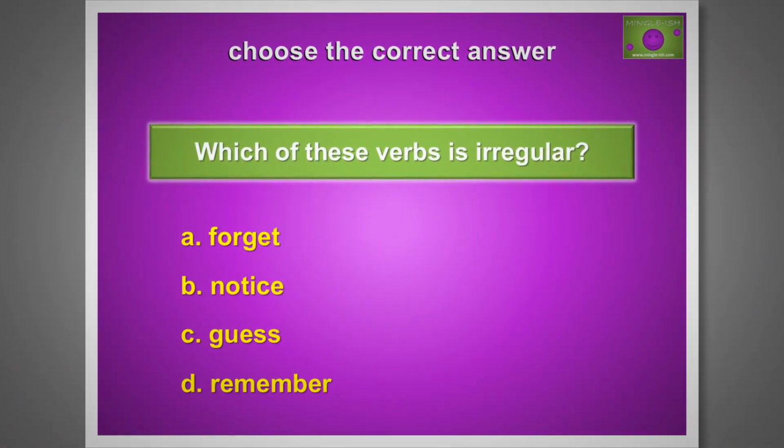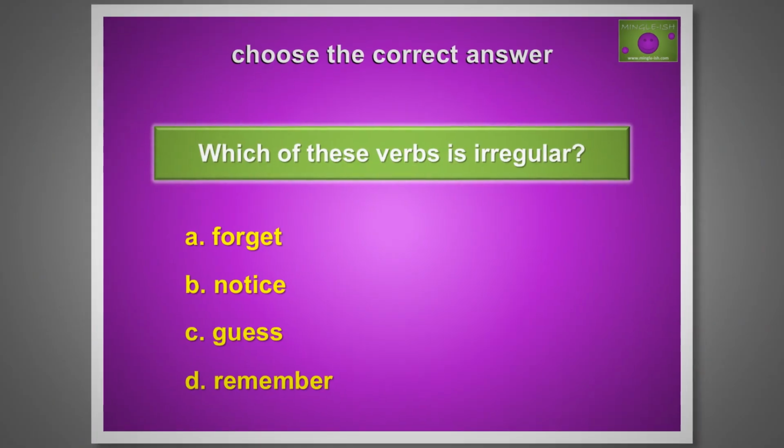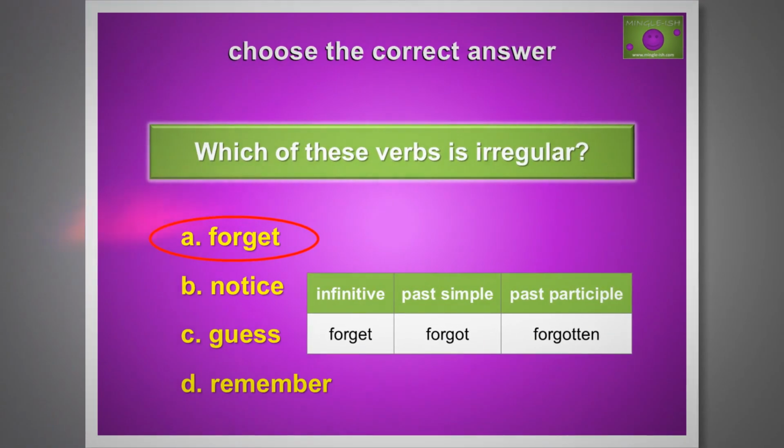And finally, number 5. Is it A, forget, B, notice, C, guess, or D, remember? The correct answer is A, forget. The past simple is forgot, and the past participle is forgotten.